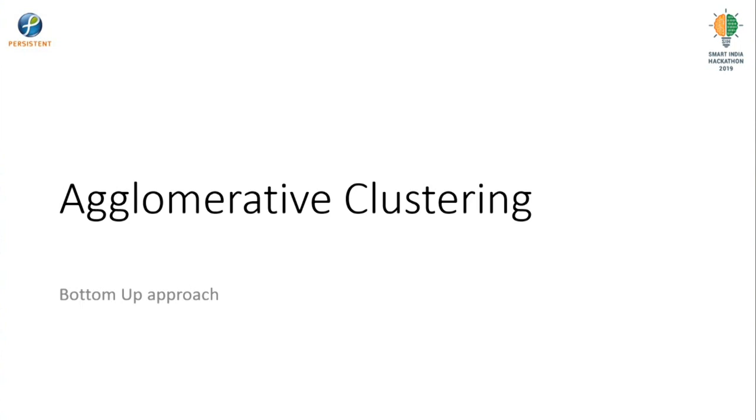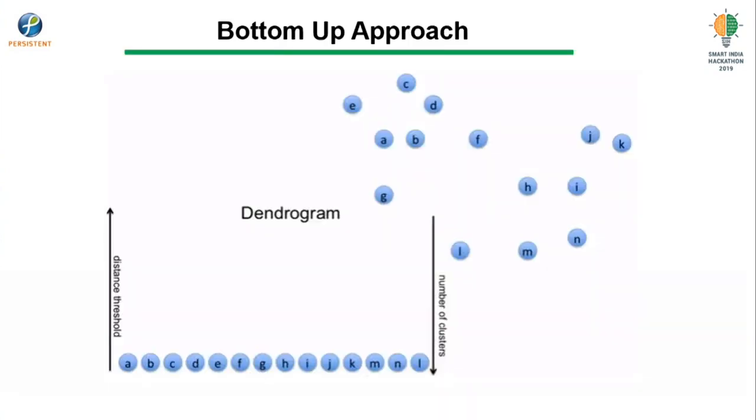agglomerative clustering. So, this is one more approach. This is also called a bottom up approach, and it works in this fashion. This is called a dendrogram. If you see here, there are data points A, B, C, D lying in the space, and on the left hand bottom side, I have drawn A, B, C, D, E, F, G up to L.